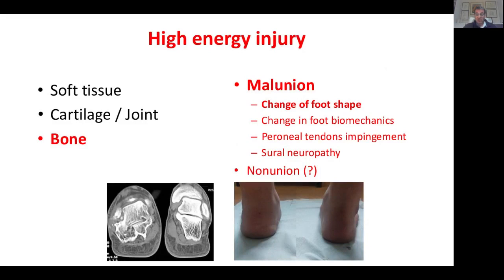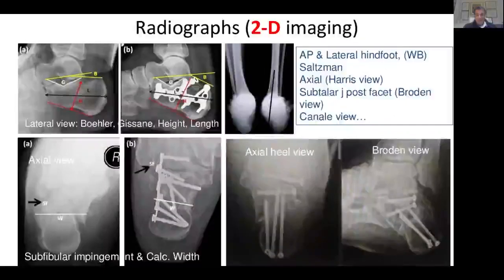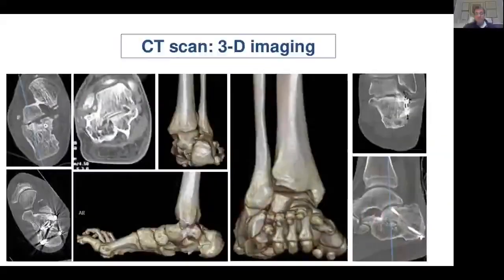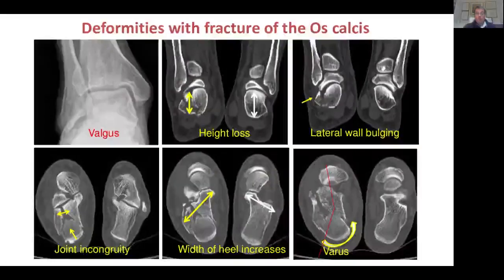It causes impingement on the outside with the peroneal tendon, sometimes sural neuropathy, and rarely non-union. And this is how we assess these fractures before or after surgery with these two-dimensional radiographs, or more accurately with 3D imaging, so with a CT scan.